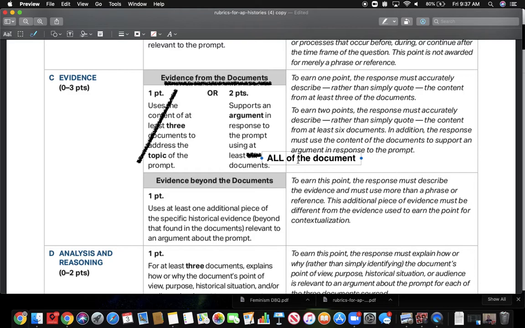So I'm saying use all of the documents with the expectation that you might misinterpret one of them. These documents are not always going to be easy to understand. Some of them are going to be a little bit complicated. So give yourself a buffer. So for your sake, when you're thinking about using evidence, you're going to use evidence from all of the documents.